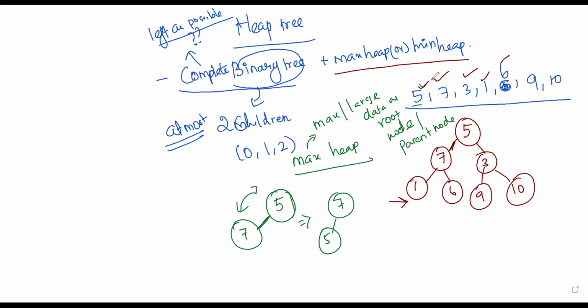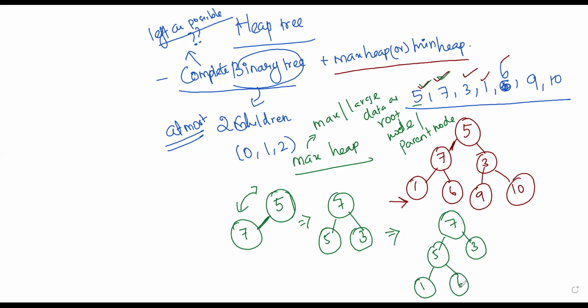So 5 I have inserted, 7 is inserted. Next is 3. Since the left is already full, I'll fill the right. Check with the parent node whether it is greater or smaller. It is smaller, so we don't have to change. Next is 1. Under 7, 5, 3, you insert 1, left as possible. Next is 6. Left as possible.